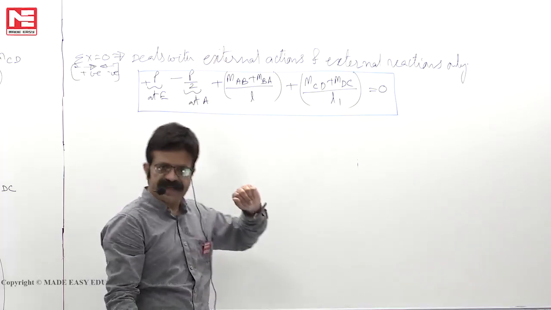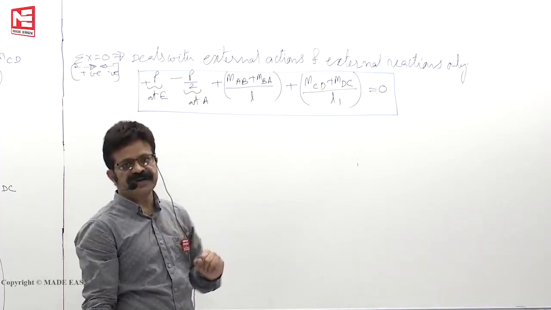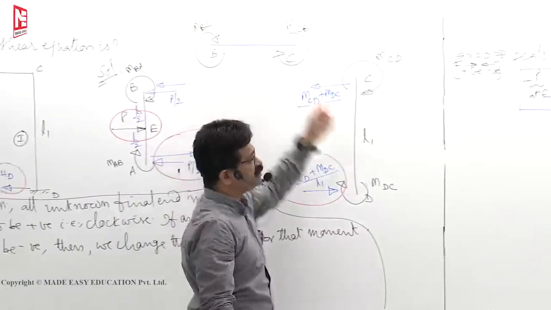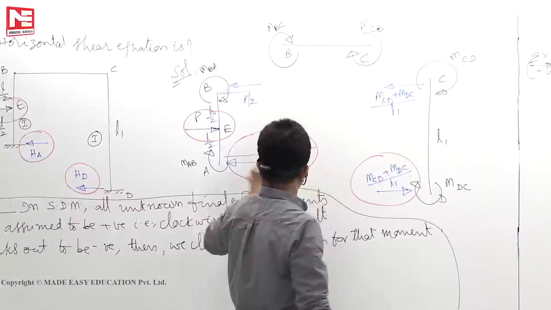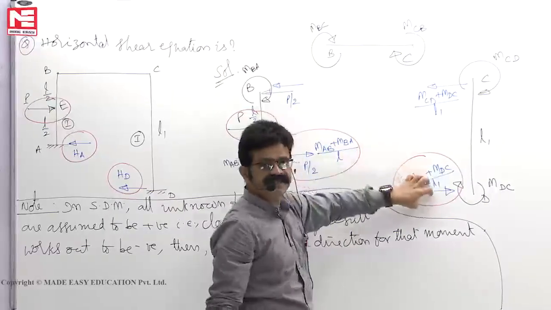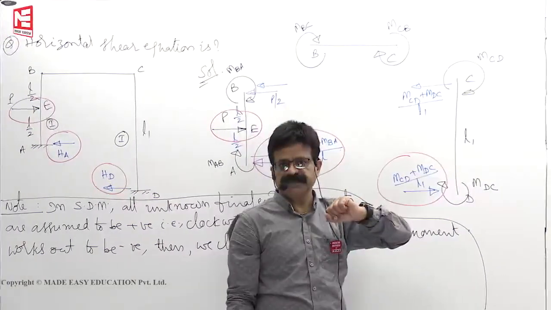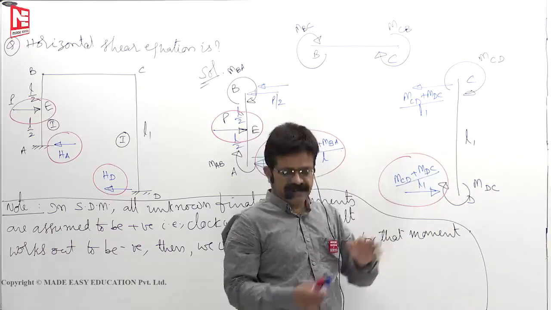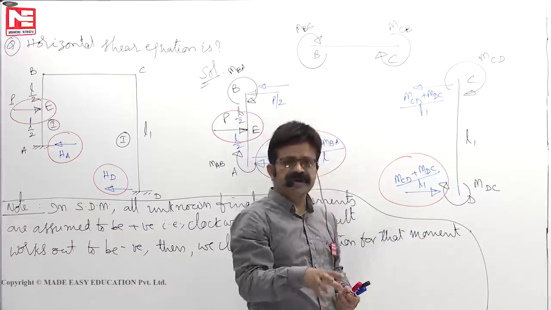So in 2 minutes time, in other words say 1 minute time, horizontal shear equation means from the given diagram, draw these 3 free body diagrams. Then find the reactions here and here. That's why in the moment distribution method also I told you, you must learn how to draw the free body diagrams. Because they will not ask you the complete problem.